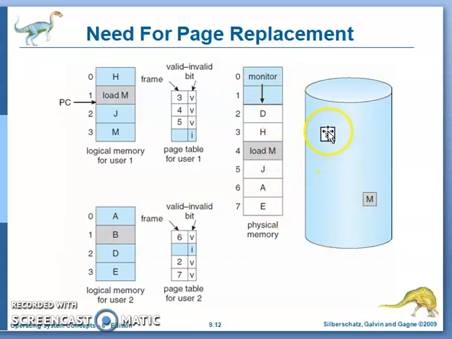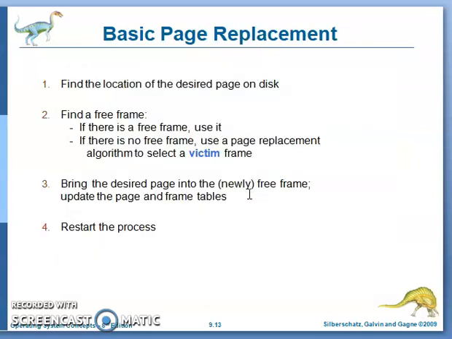B is here in secondary memory. You should bring B from secondary memory to physical memory. There is no free frame, so you have to replace any one of these. For that replacement we use several algorithms. We will discuss those algorithms.